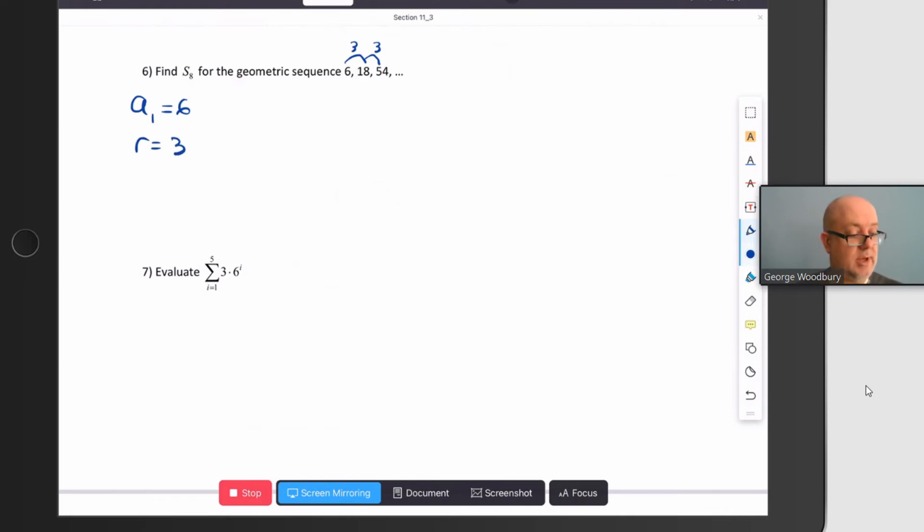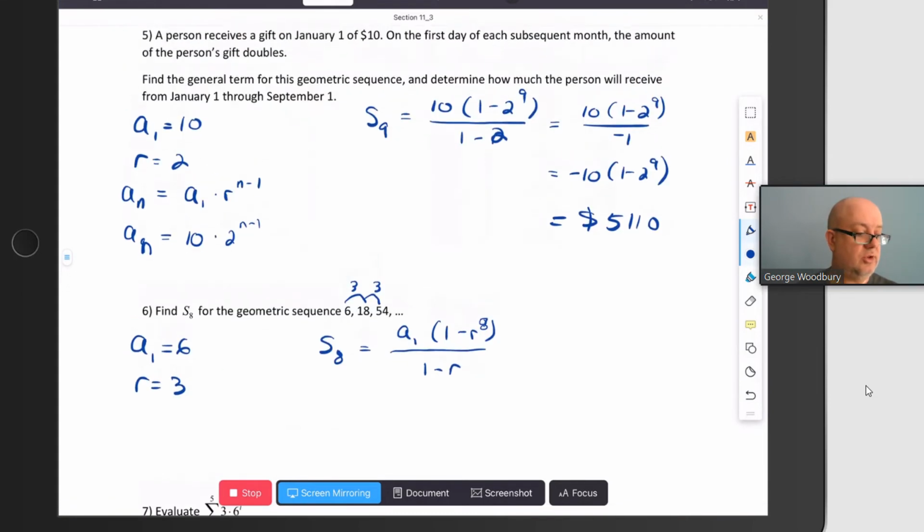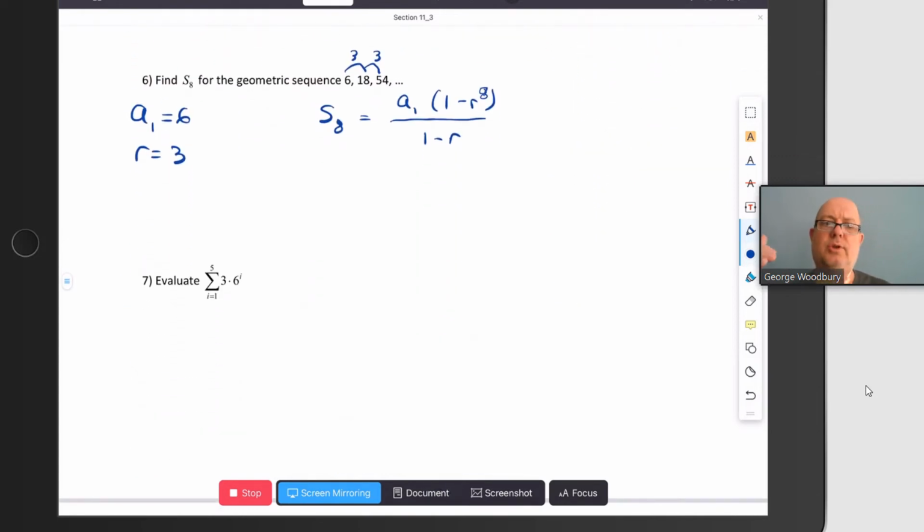And I want to find S sub 8. So S sub 8 would equal a sub 1 times 1 minus the common ratio to the 8th power divided by 1 minus the common ratio. And that's using, again, this formula that's boxed at the top. Real quickly, notice that these sums do not depend on knowing the last term like we had with the arithmetic series. It only depends on the first term and the common ratio. That's it.